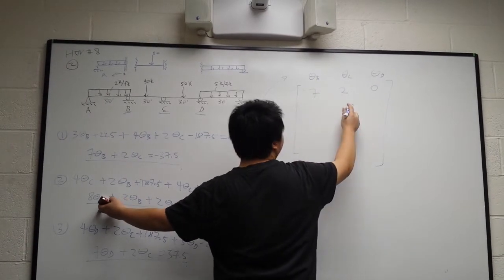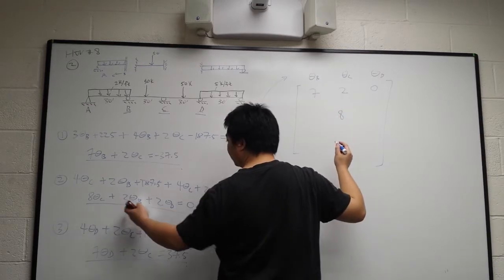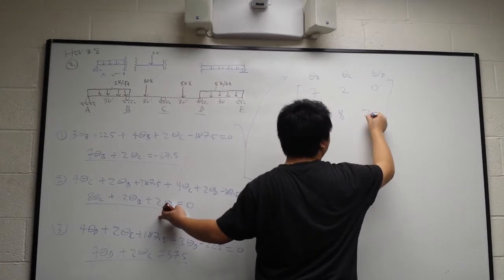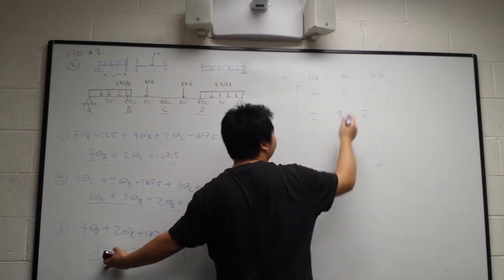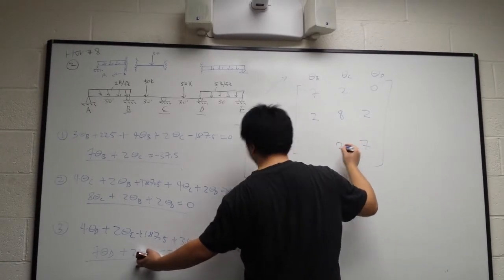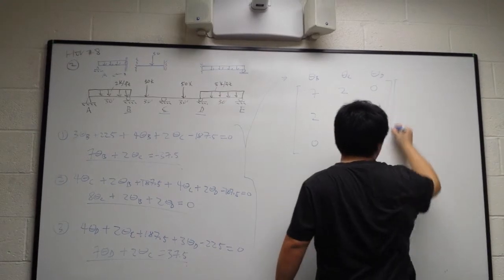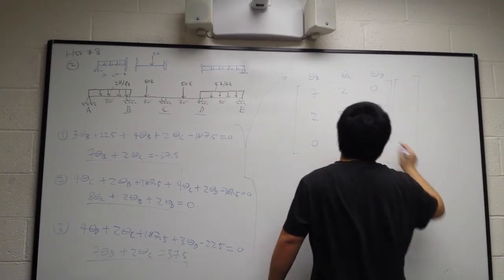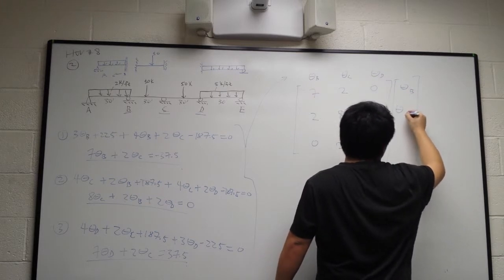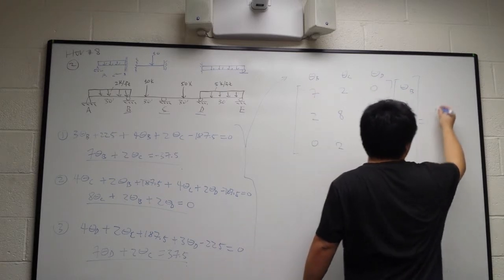Second one, 8 for data C, 2 for data B, 2 for data D. For this one, 7 data D, 2 data C, nothing, so 0. And from this side, you're going to have data B, data C, and data D, and it's equal.